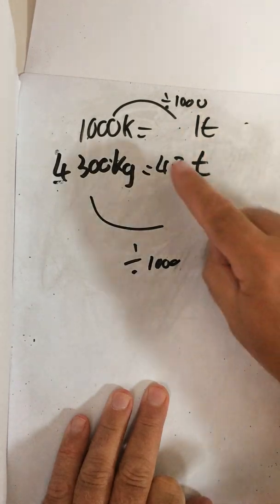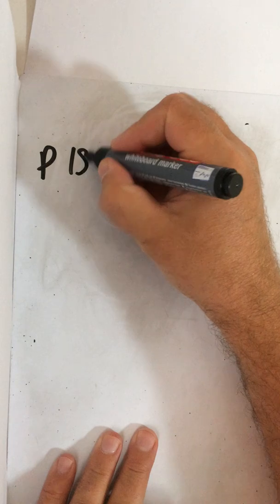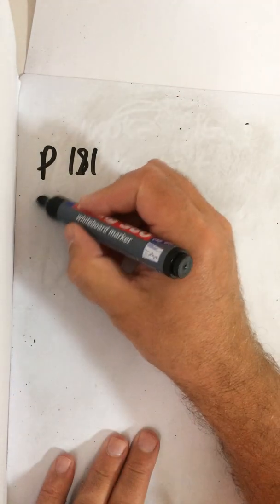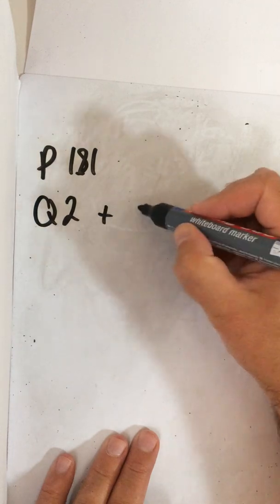Right, okay, should be fairly straightforward. If you need to work them out like this, you can. If you don't need to, of course, you don't have to. Okay, so can you please, on page 181, could you please have a go at questions 2 and question 3.